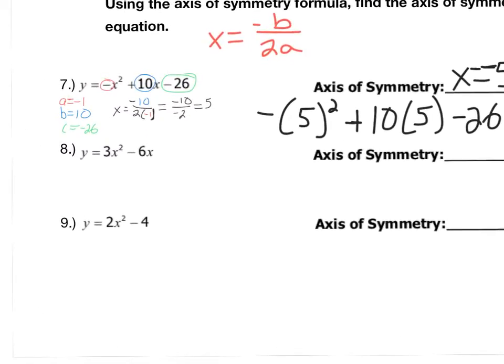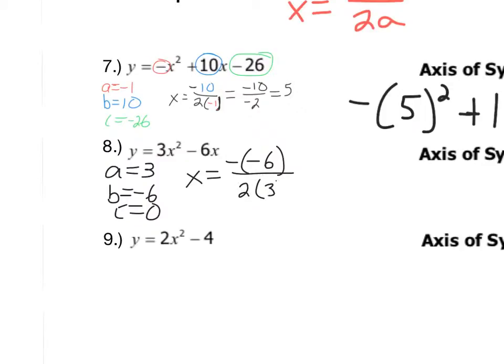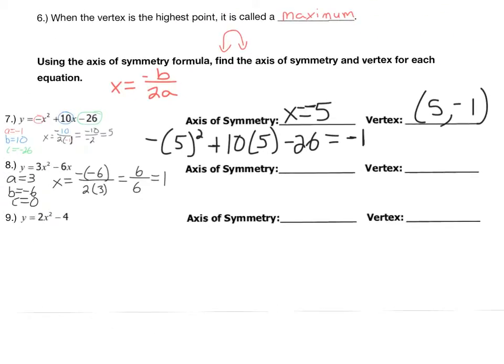Next, we have y equals 3x squared minus 6x. So what number is in the A position? A is going to be 3. B is going to be negative 6, and C is going to be 0. So this is going to be x equals negative, and then B is negative 6. So negative 6 over 2 times 3. Well, negative and a negative will make a positive, so that would be a positive 6 over 6, which is just going to equal 1. So your axis of symmetry is going to be x equals 1.